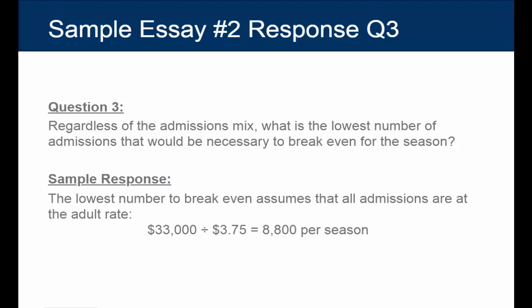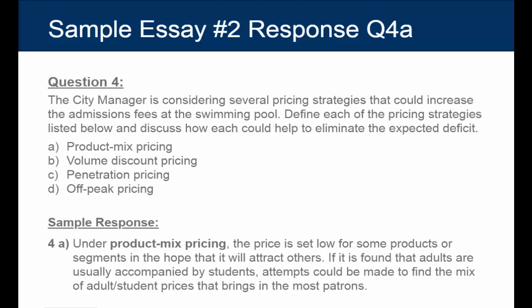The final question in essay number 2 is question 4. Remember that there are 4 sub-questions to this question. Let's go through the question again. The city manager is considering several pricing strategies that could increase the admission fees at the swimming pool. Define each of the pricing strategies listed below and discuss how each could help to eliminate the expected deficit. A is product mix pricing, B is volume discount pricing, C is penetration pricing, and D is off-peak pricing.